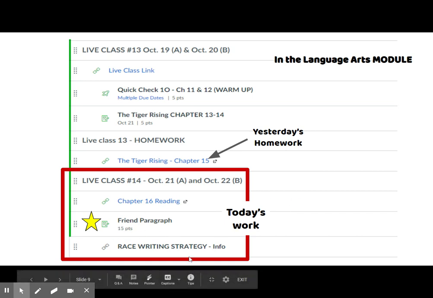And then lastly, I put some resources about the RACE writing strategy here in the module as well for you to look at as you write your paragraph. And of course, if you struggle with this, come see me in office hours on Friday. I'd be happy to help.